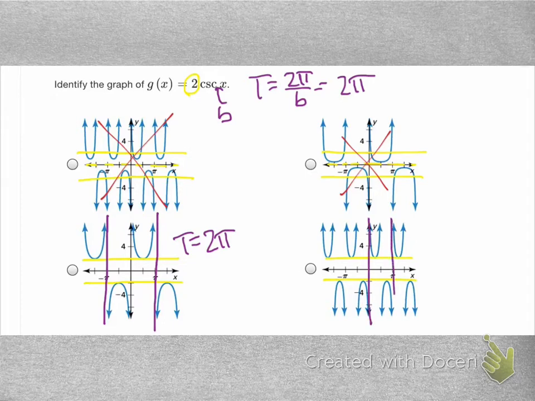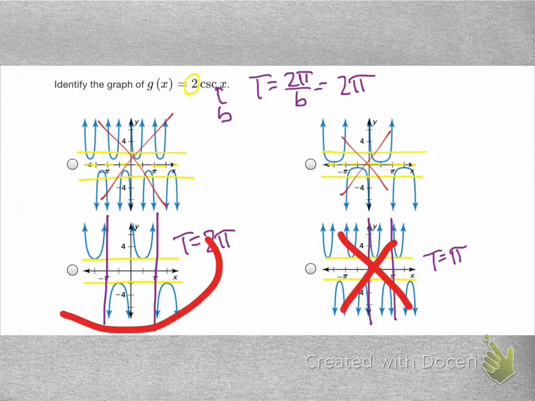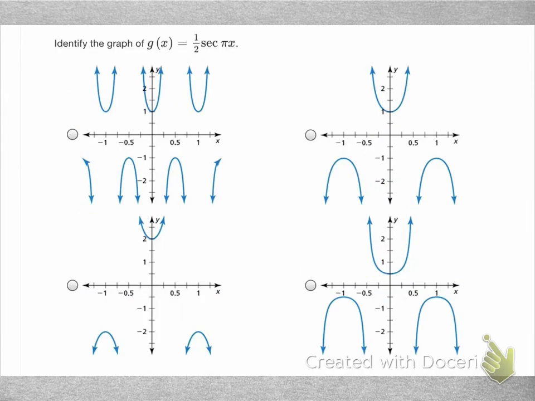From 0 to pi, so it's telling me its period is pi. Therefore, that one is going to be out, and this one is the winner. All right, I got another one here. Again, practice, practice, practice. We just got to keep practicing, you guys.